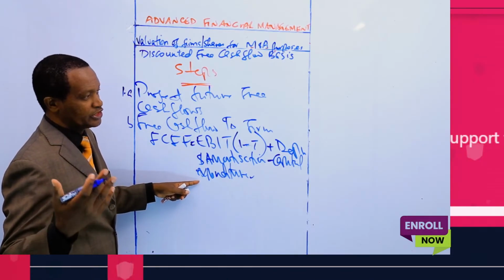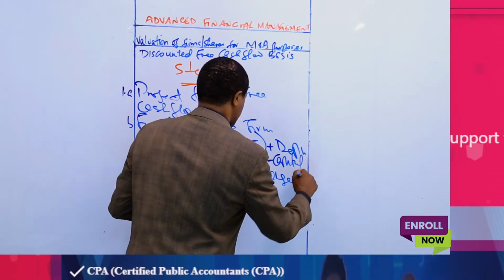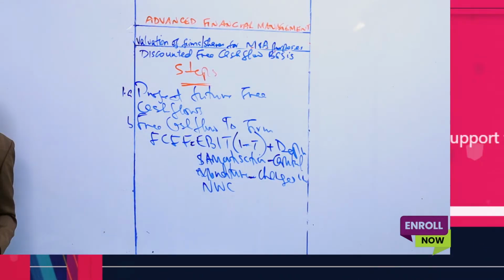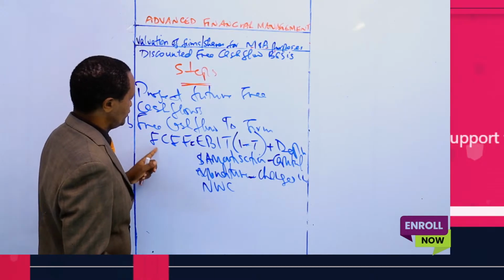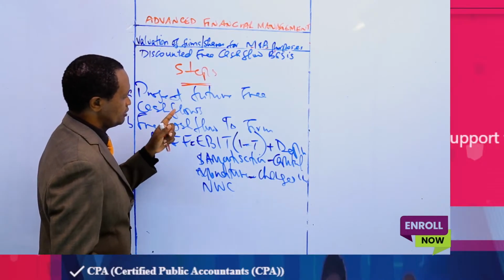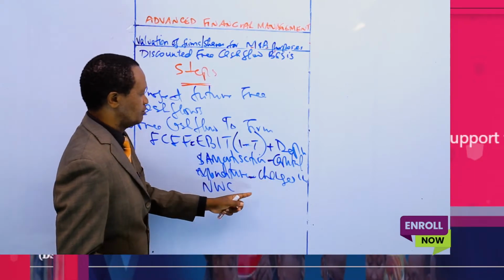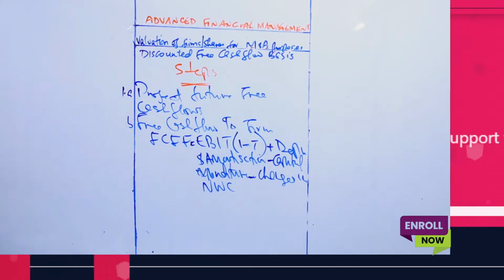Then you also deduct the changes in net working capital. That will give you the free cash flow to firm. Free cash flow to firm is equal to EBIT times 1 minus T plus depreciation and amortization minus capital expenditures minus changes in net working capital. That is the free cash flow to firm.